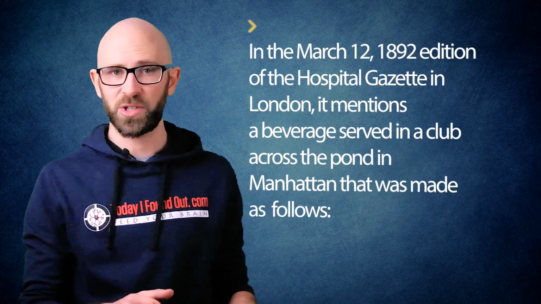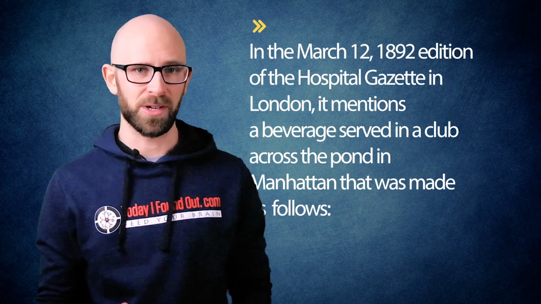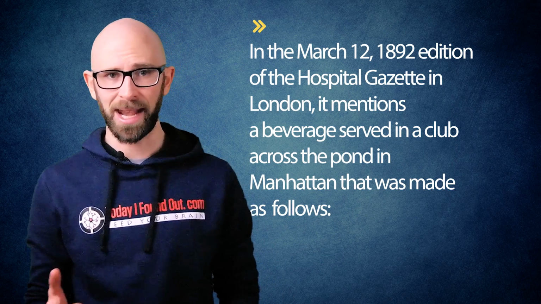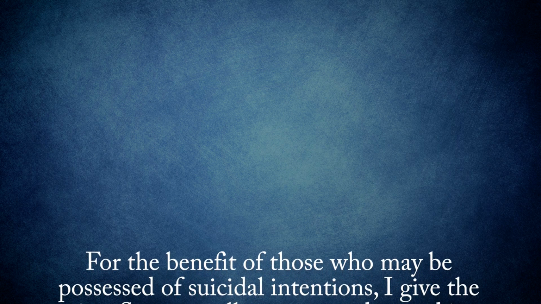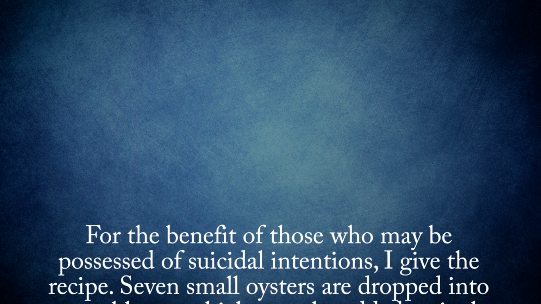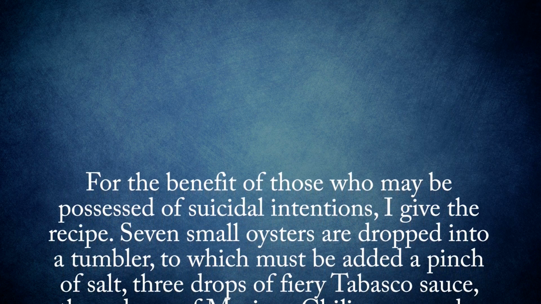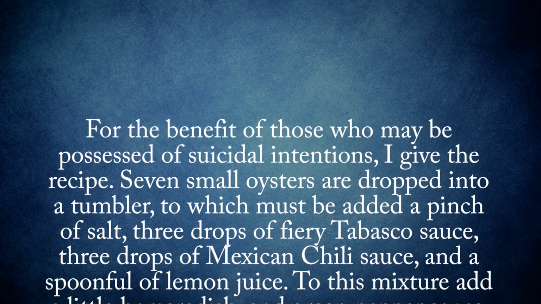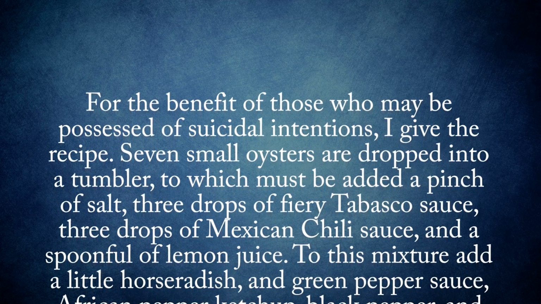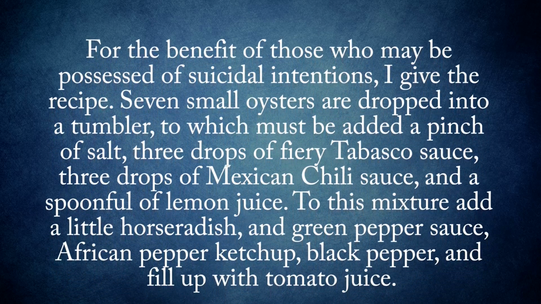For instance, in the March 12, 1892 edition of the Hospital Gazette in London, it mentions a beverage served in a club across the pond in Manhattan that was made as follows. "For the benefit of those who may be possessed by suicidal intentions, I give the recipe. 7 small oysters are dropped into a tumbler, to which must be added a pinch of salt, 3 drops of fiery Tabasco sauce, 3 drops of Mexican chili sauce, and a spoonful of lemon juice. To this mixture, add a little horseradish and green pepper sauce, African pepper ketchup, black pepper, and fill up with tomato juice."